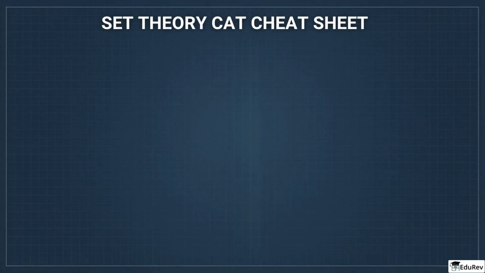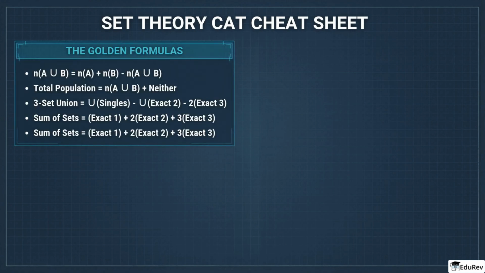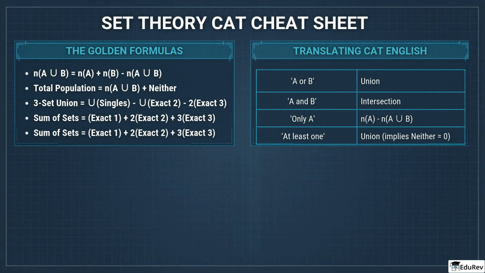Let's compress everything into a usable revision framework. First, remember the golden formulas: 2-set union, total population as union plus neither, and the 3-set expansions for both union and sum of sets. Next, translate CAT language carefully. A or B means union, A and B means intersection, only A means A minus the overlap, and at least 1 means union with no neither region.